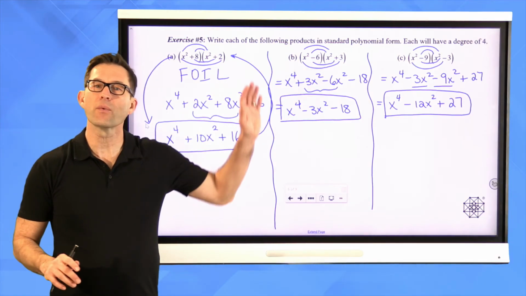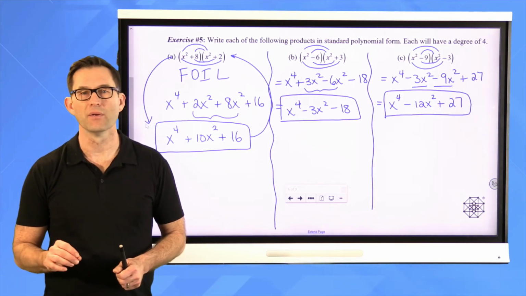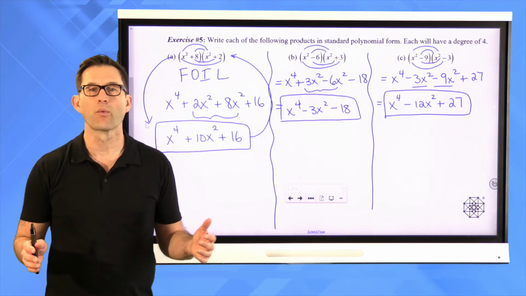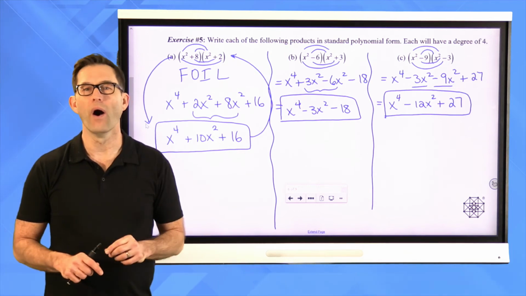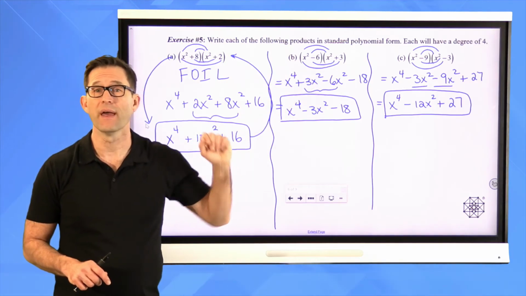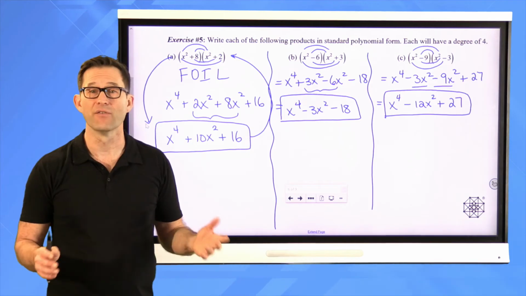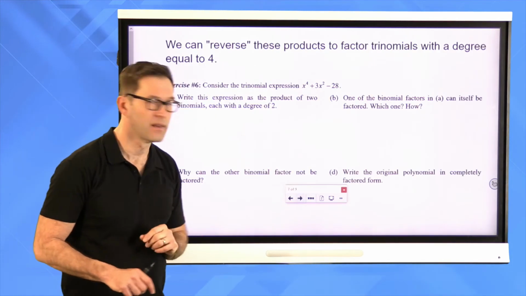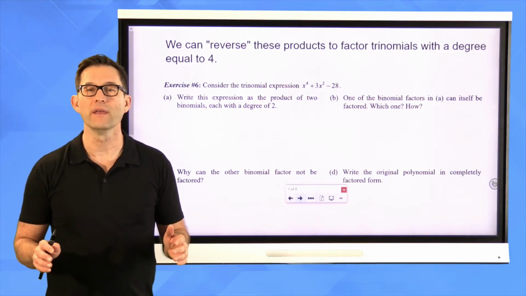The reason we want to go through this is that most of the multiplication we did with two binomials involved binomials that were linear. A linear expression is one where the highest power is x to the 1st. But these binomials are all x squareds, and they result, not surprisingly, in products that have x to the 4th. Now let's see if we can go backwards from this. We can reverse these products to factor trinomials with a degree equal to 4.